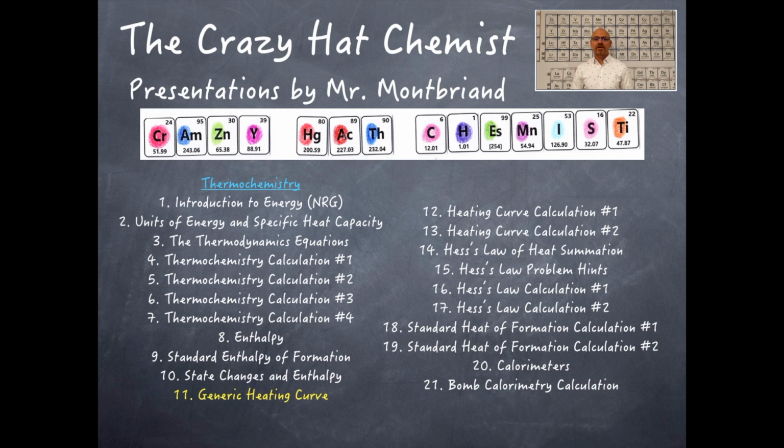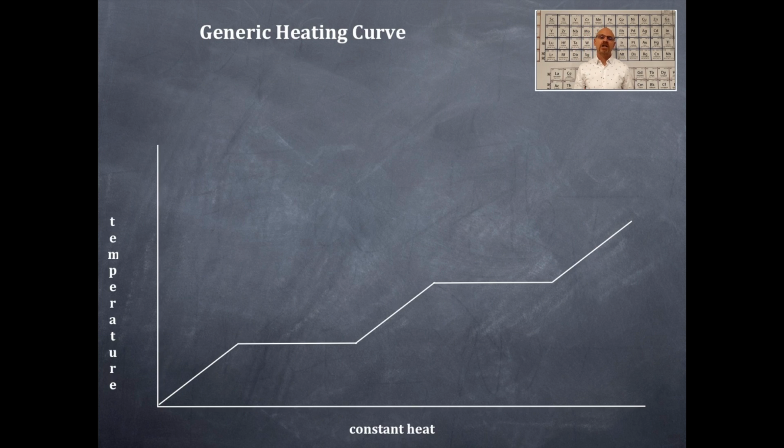So today we're doing another video on thermochemistry, so let's get moving. BAM! So today we're going to be talking about a generic heating curve. On the y-axis here is temperature, on the x-axis is constant heat that is applied to the system. So take a look at that graph.